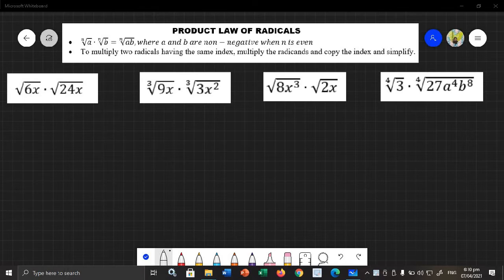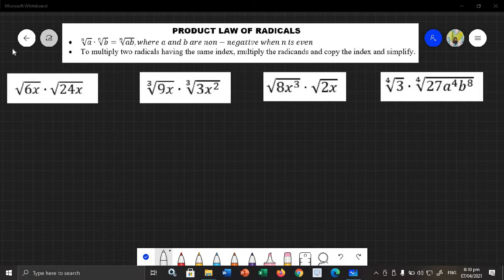So according to the product law of radicals, the nth root of A times the nth root of B is equal to the nth root of A times B, where A and B are non-negative when n is even. So to multiply two radicals having the same index or root, multiply the radicands and copy the index, then simplify if necessary. Now let's say we have these four examples. How would we be able to apply the product law of radicals in these four examples?